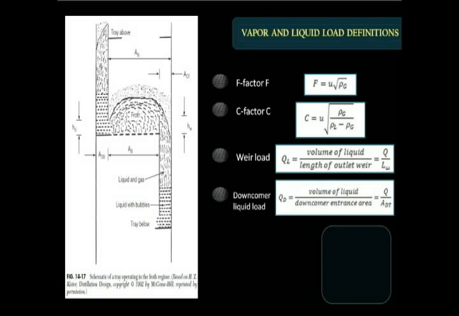The weir load or liquid load for trays is normally defined as the volume of liquid over the length of the outlet weir. This definition describes the flux of liquid horizontally across the tray. For downcomer design, the liquid load is usually defined as the liquid velocity at the downcomer entrance, or the volume of liquid over the downcomer entrance area.